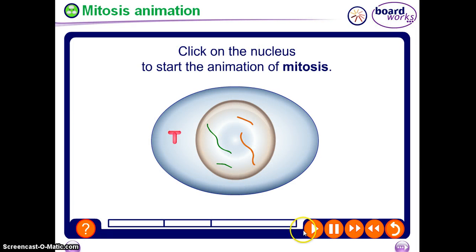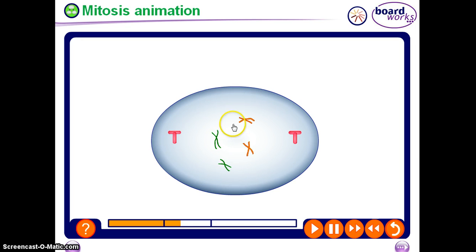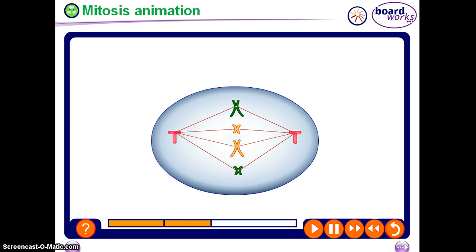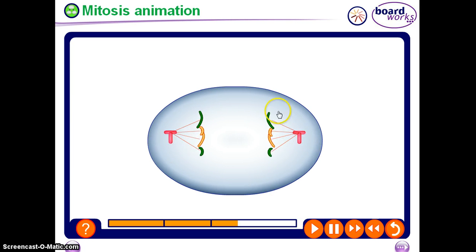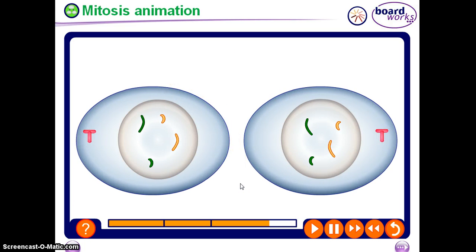So let's look at this again. Here's my cell. The DNA copies, that's interphase. Then we're going to go into prophase, where the nucleus is going to start to disappear. So that's prophase right now. Then metaphase, the chromosomes are going to line up in the middle. In anaphase, the chromosomes are going to get pulled apart, so that's anaphase. And then in telophase, we start to see two cells. Cytokinesis cuts the two cells, and then now we have two identical cells, and that's mitosis.